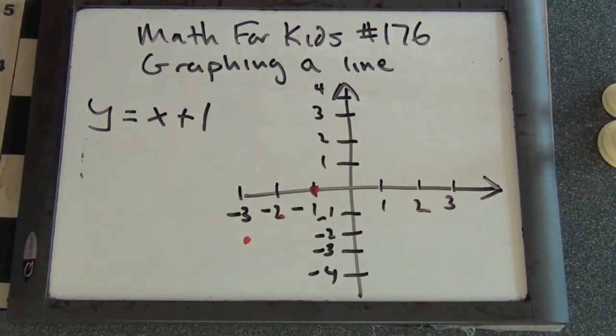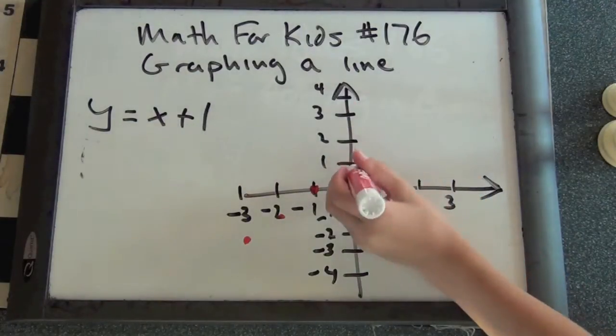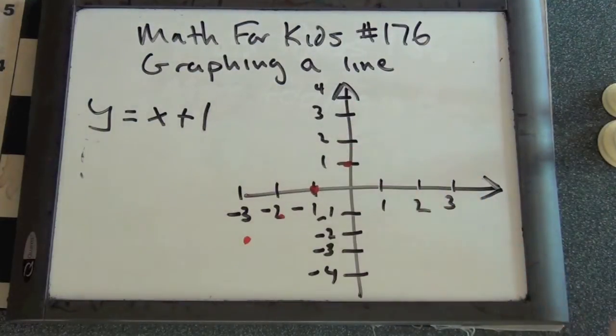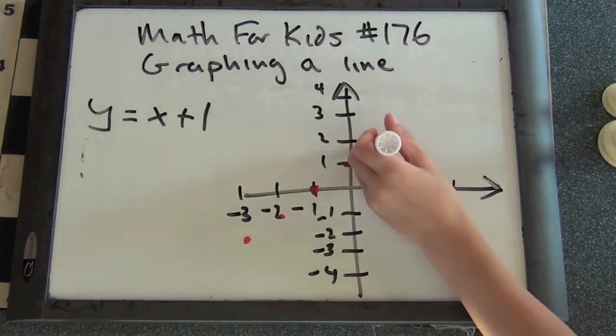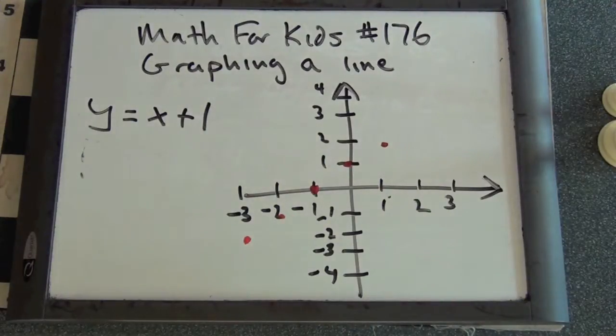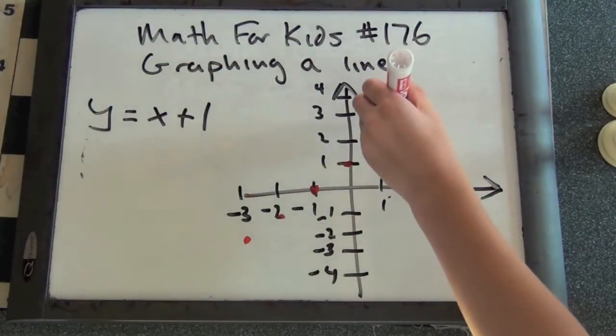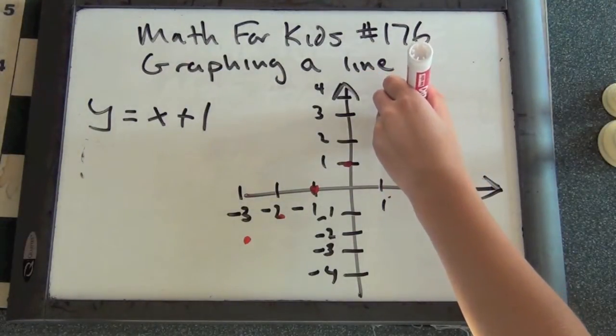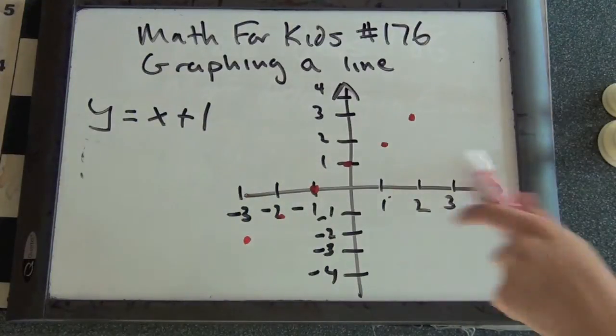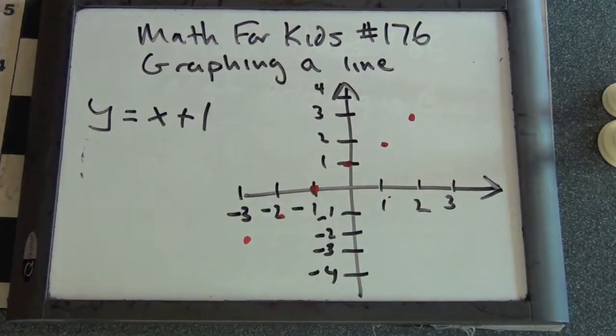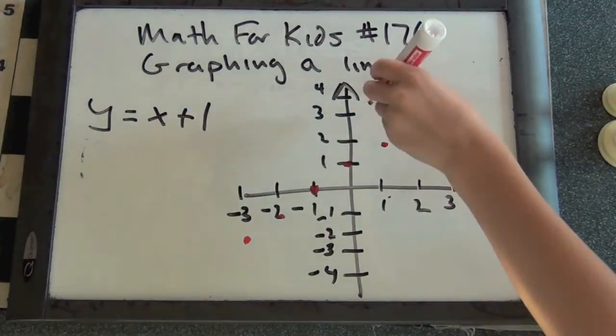What about when x equals 0? If x is 0, then y is 1. That's right, it's on the y-axis. Very good. How about when x equals 1? When x is 1, y is 2. So the point is right there. What about when x equals 2? When x is 2, y is 3. Up there, climbing up. What about when x equals 3? X is 3, y is 4.